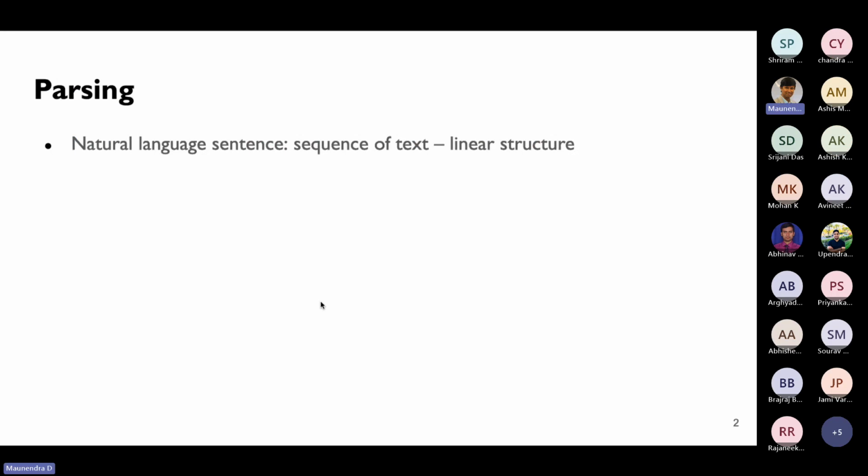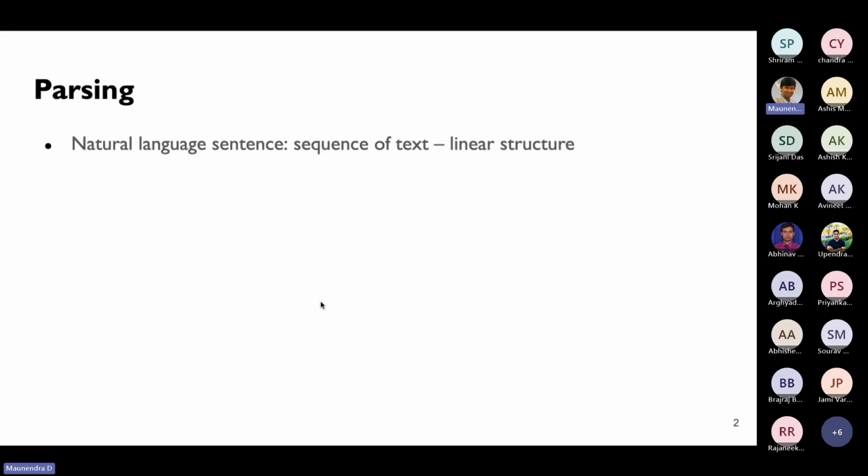So in natural languages, typically we have a sequence of text. So the structure there is linear. On the other hand, if you look at how the information is organized inside the sentence, often it is there in some structured way, which is typically nonlinear. So parsing actually tries to identify that.